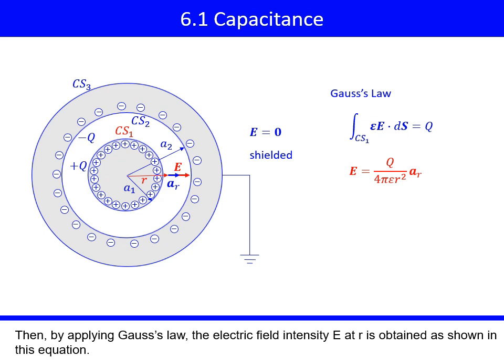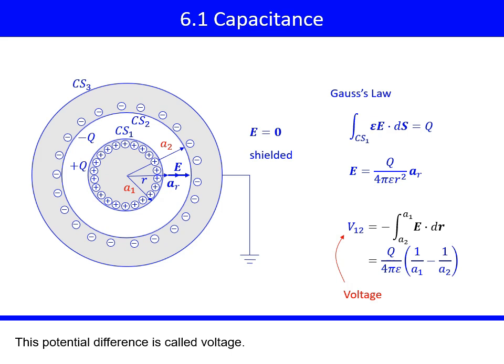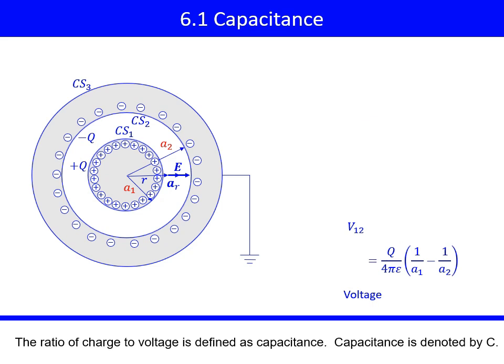Then, by applying Gauss's law, the electric field intensity E at R is obtained as shown in this equation. The potential on the surface of the sphere with respect to the inner surface of the shell is derived as in this equation. This potential difference is called voltage. The unit is volt.